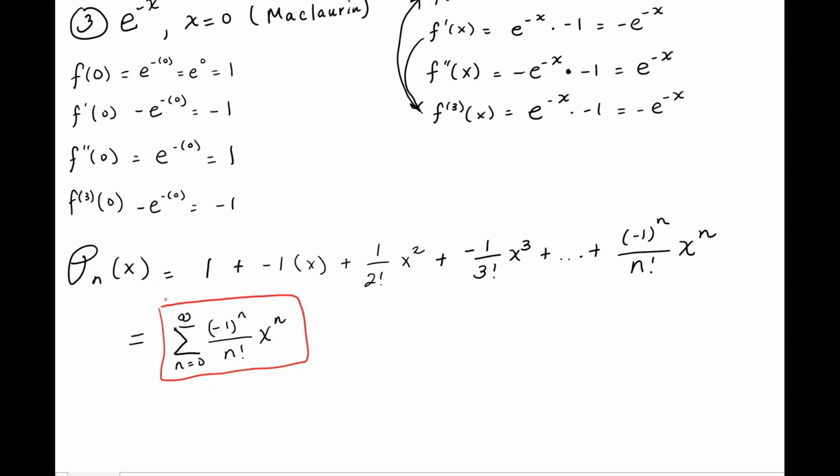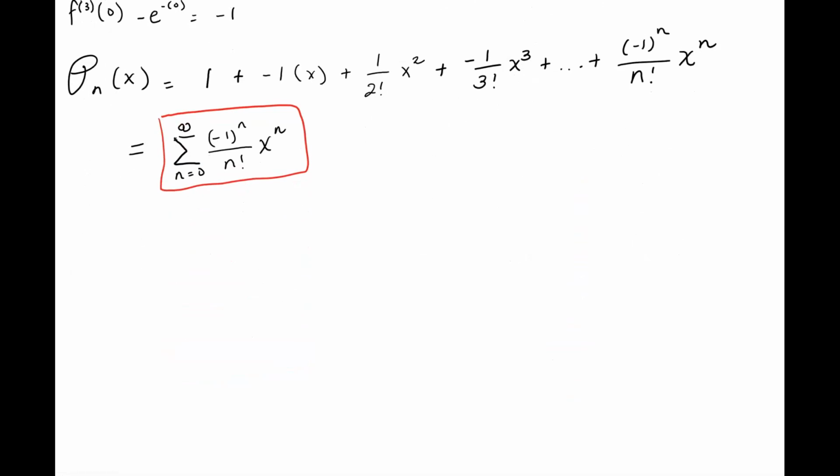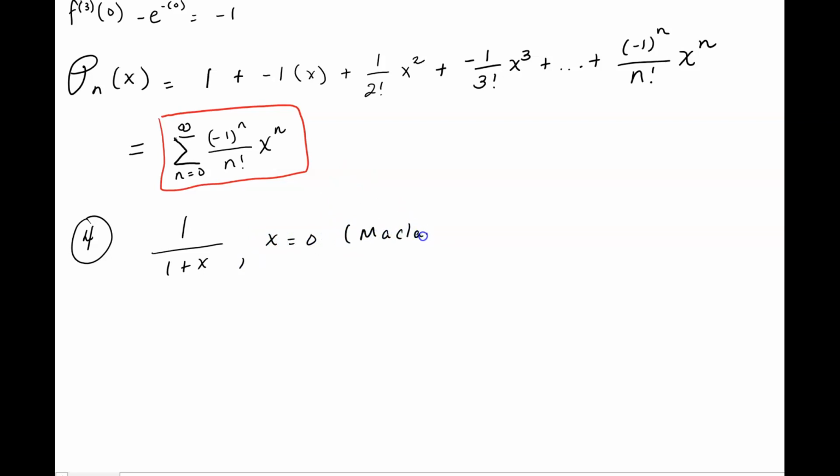All right, I think we've got time for one more example. So let's go ahead and take a look at the next example. We'll call this one number 4. All right, so we have a function 1 over 1 plus x. All right, and that looks kind of funky. Erase that really quickly. 1 plus x. There we go. We're going to take a look at this about x equals 0. Again, this is what makes this a Maclaurin series.